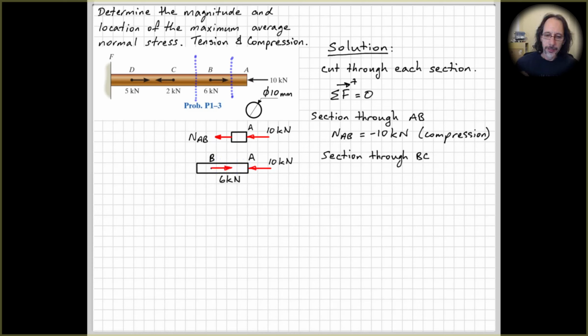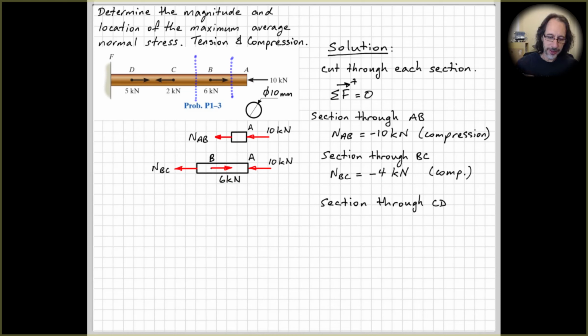All right, so putting on all of the external loads that act to the right of the section, we also now need to include the 6 kilonewton force. And now we need to put on our internal action. So again, I show that as a positive internal normal force acting away from the surface. If I get negative, then it'll be compression, and I do get negative using the sum of the forces in the horizontal direction. 10 minus 6, or 6 minus 10 if you like, gives us minus 4. So that's in compression, so that's our internal normal force through section BC.